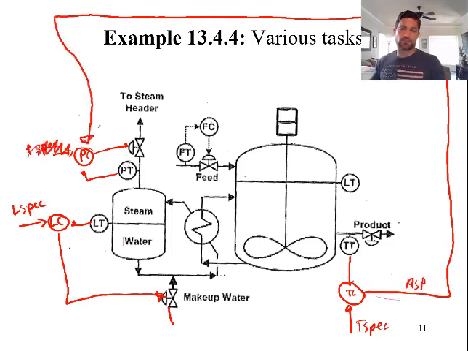So let's think about how this loop works a little bit. We have the temperature controller cascaded to the pressure, which is cascaded to the steam pressure control loop. This isn't super straightforward in terms of how it works, but we can walk through it. This is something you can pause the video and think about. As the temperature changes, it's going to change the remote set point to the pressure on here.